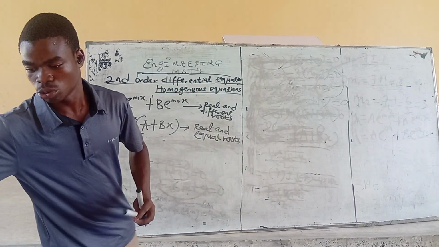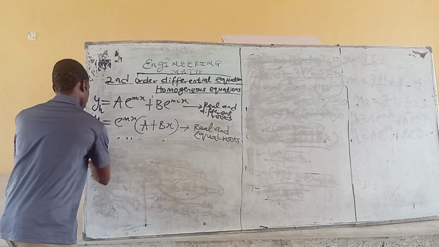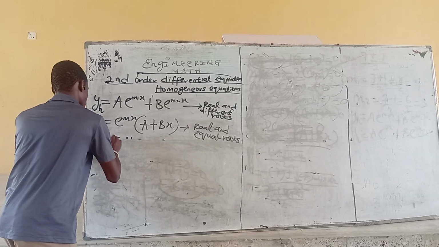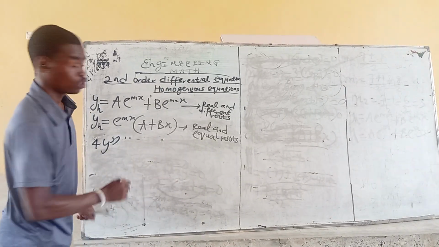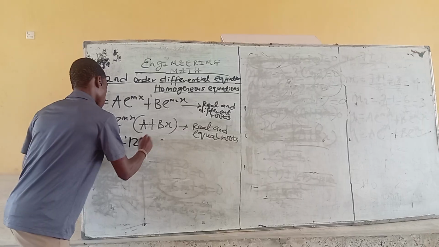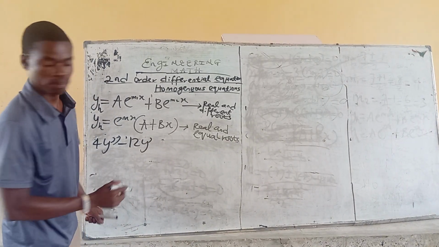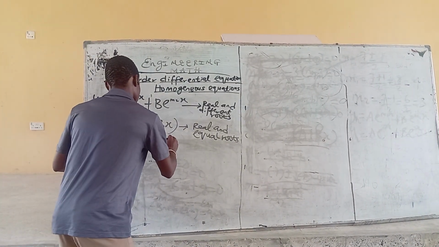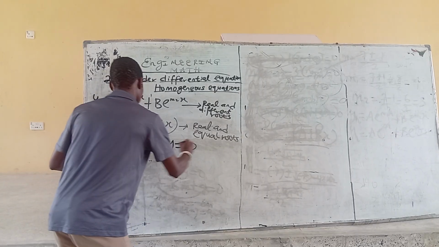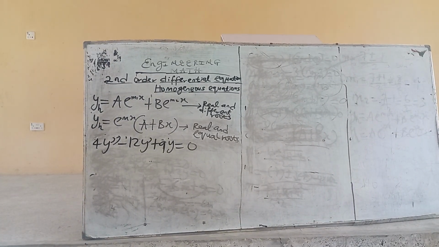So we have the next question: 4y'' minus 12y' plus 9y equals 0. So what was the first step?